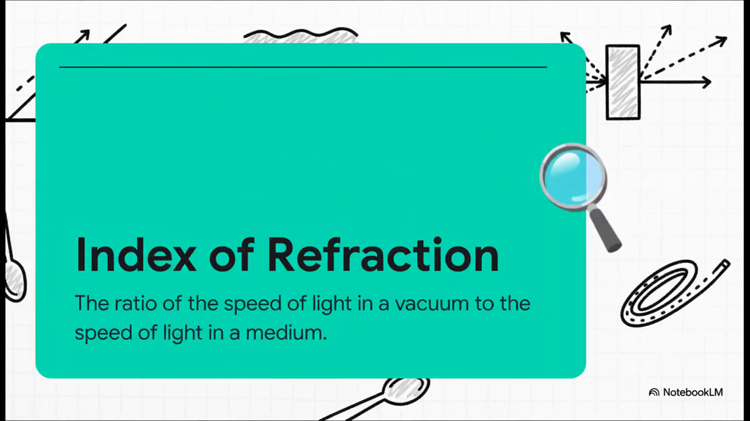So why does this happen? It's all because light actually changes speed. It travels fastest in a vacuum, a little slower through the air, and even slower when it has to push its way through water. And this change in speed forces the light ray to bend. Scientists have a way to measure this called the index of refraction. It's basically just a number that tells you exactly how much a material is going to bend light.